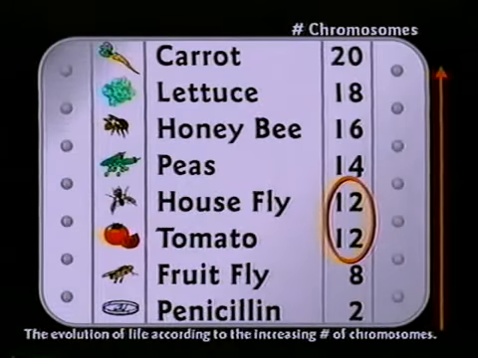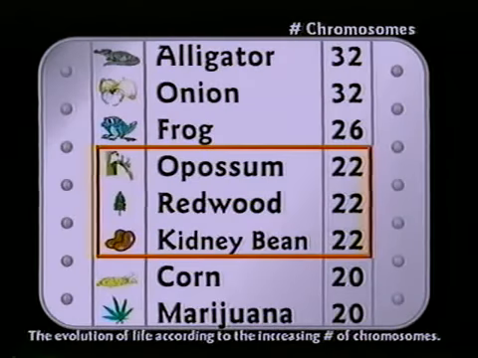Slowly it evolved into a pea, of course, with 14 chromosomes, and then I'd add the numbers up. These are the actual numbers of chromosomes found in these organisms. Now, possums, redwood trees, and kidney beans all have 22.